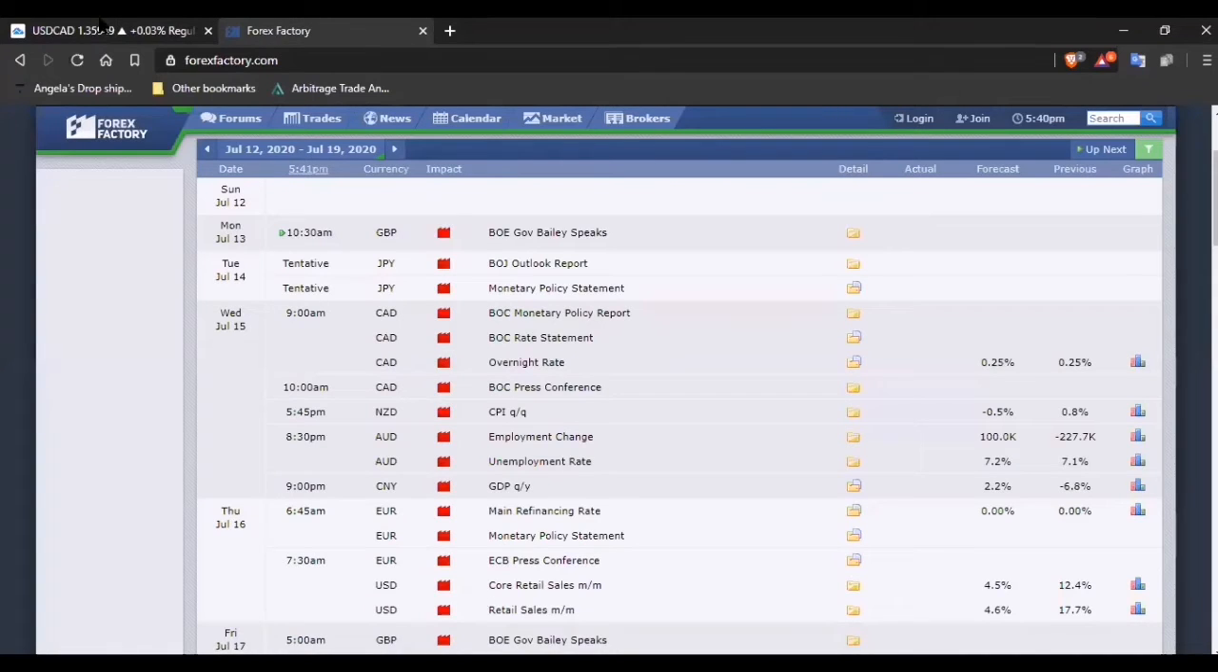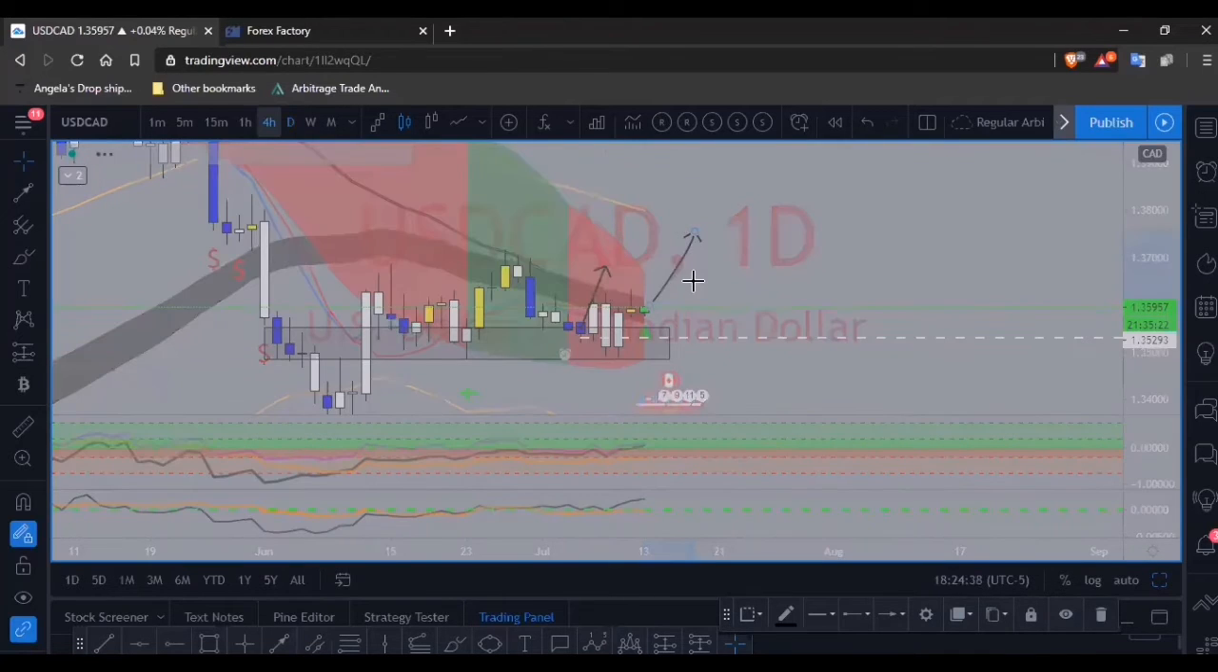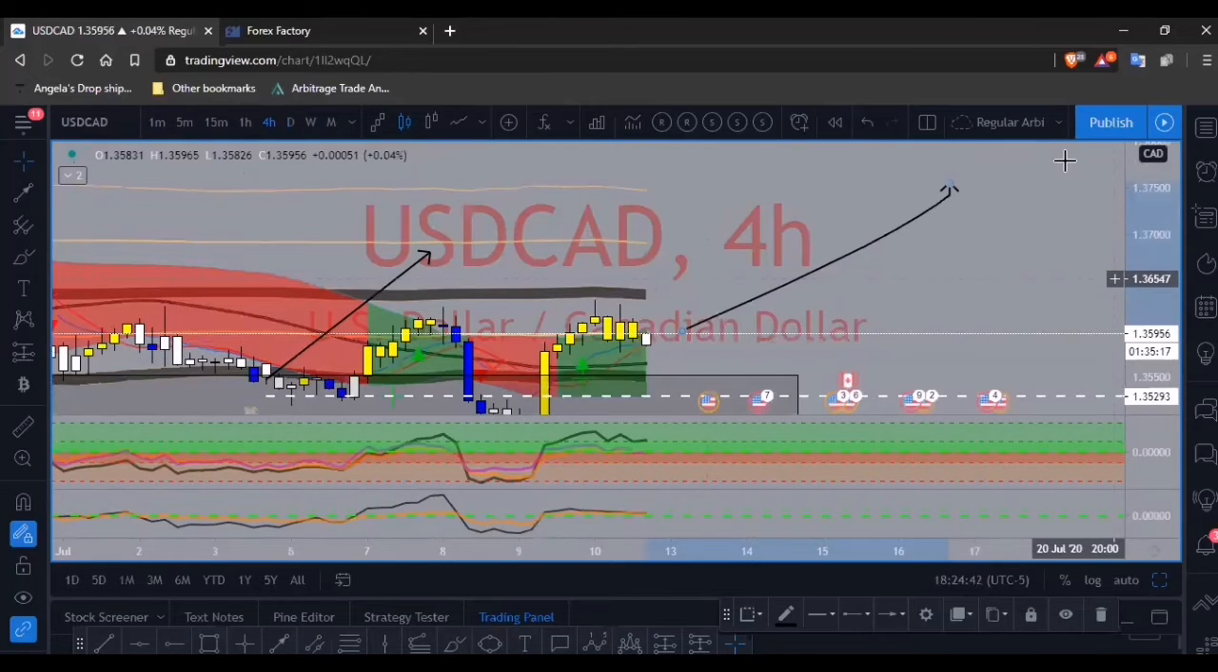Now, again, we do have Canadian dollar news on Wednesday, if I'm not mistaken. Yeah, Wednesday. So we do have to watch and see how that plays out, because that could make the Canadian dollar grow strength against the US dollar, which will make USDCAD end up dropping. But I'm still bullish on this. 4-hour time frame, same thing. It's bullish.